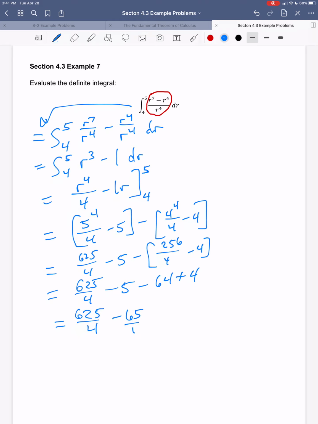I'm going to want to think of that as over 1 so that I can get a common denominator. So 625 over 4. 4 times 65 is 260. And so I get 365 over 4.